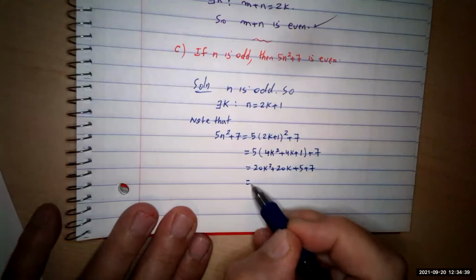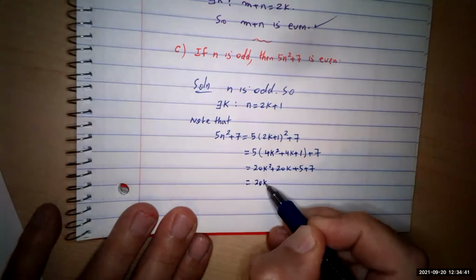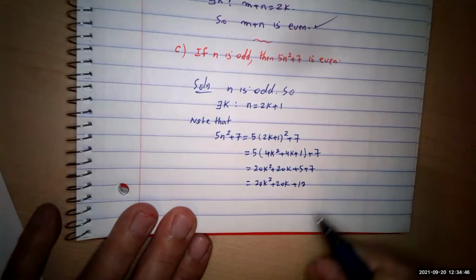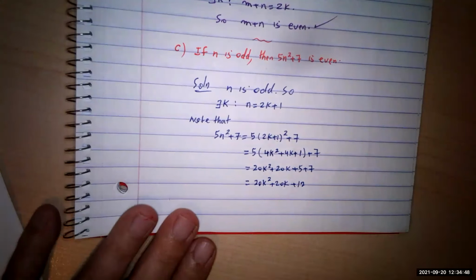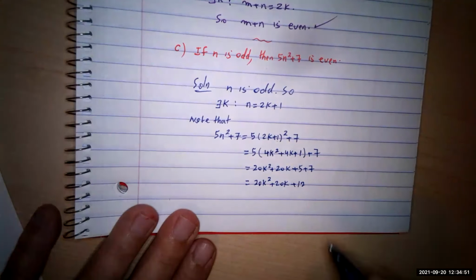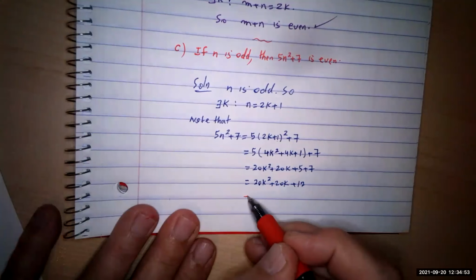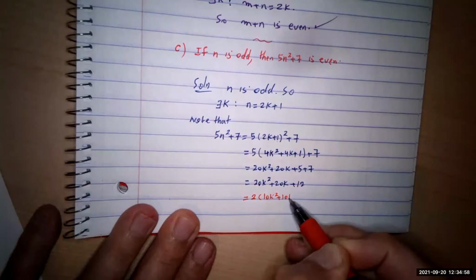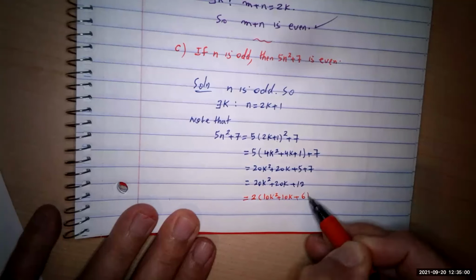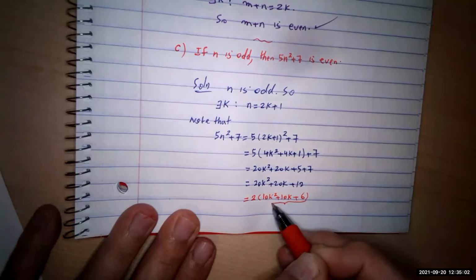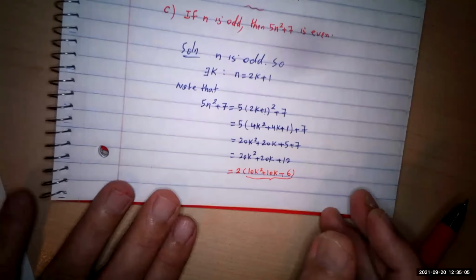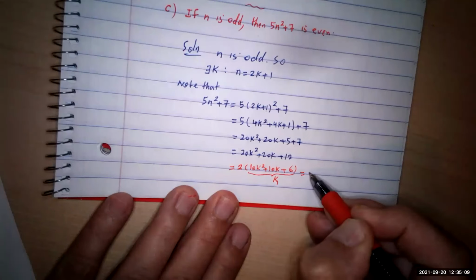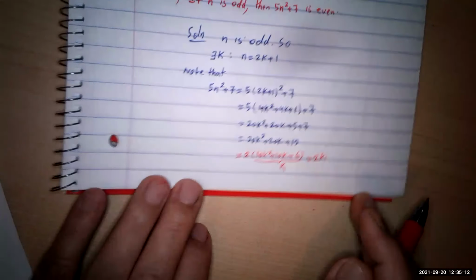Combine the like terms: 20k squared, 20k, 12. What do you want? You want the form of 2k, so pull out the 2 as a factor. Left over: 10k squared, 10k and the 6. They are all integers. You cannot call them k because you already used the k. So you may call them k1, or call it t, it doesn't matter. You get 2k1. That's it.